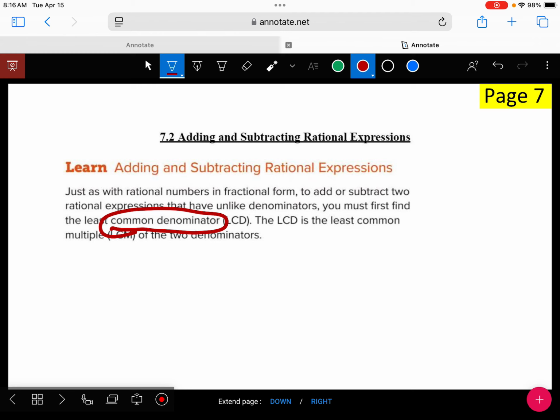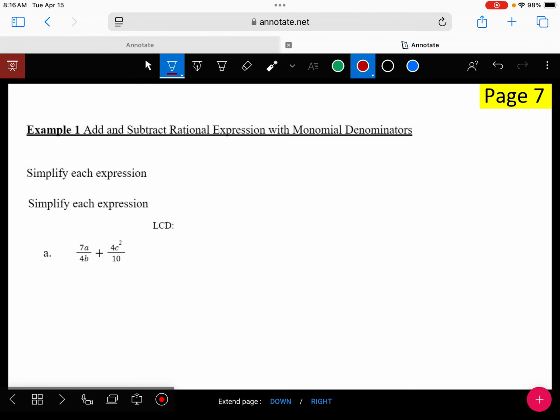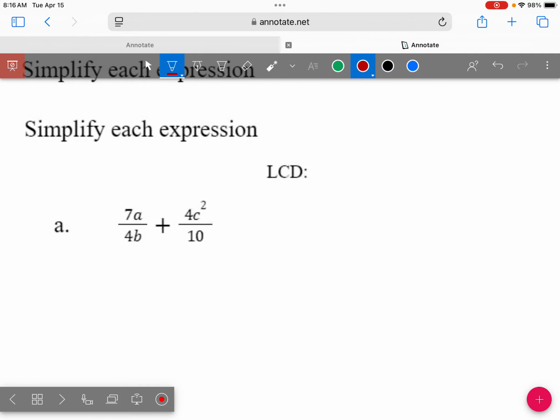All right, so let's do our first one. This is a monomial. Monomial means that your denominator doesn't have a plus or a minus. Notice that this first fraction just has a 4b. That's just one thing. Mono means one. One term, I should say. Even though it's two things being multiplied, because it's multiplication, this only counts as one term. 10 is one term. So that's monomial.